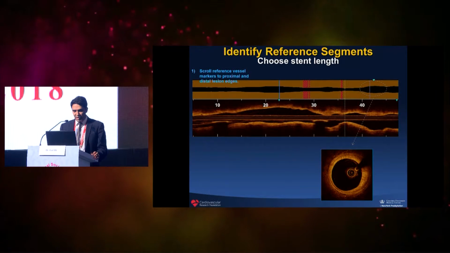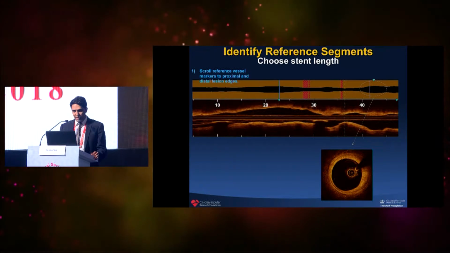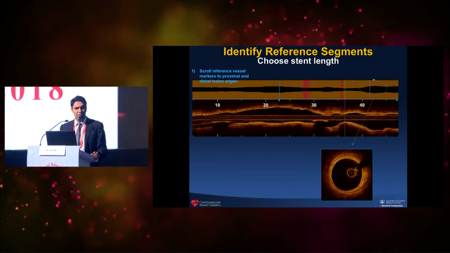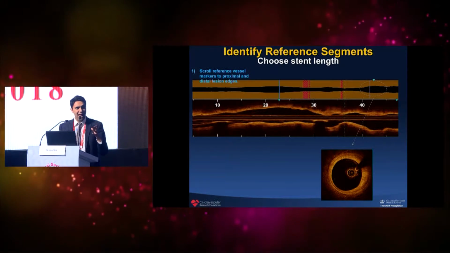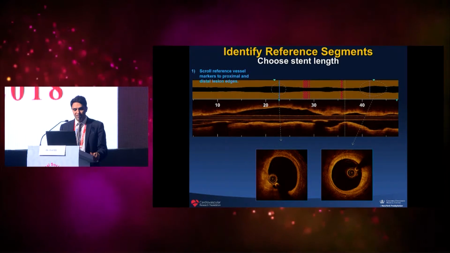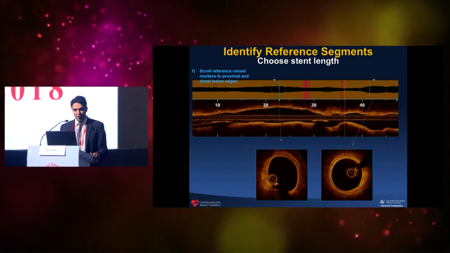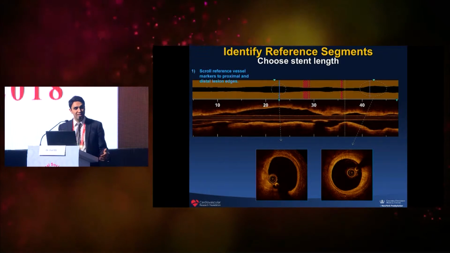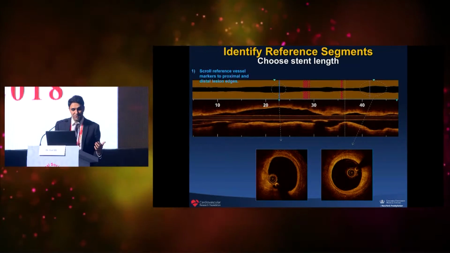Here you can see the media all the way around the artery and the mesh or the adventitia all the way around the artery, and as a result, this is an excellent place to land your stent. However, when we place our marker distally, we identify a large area of fibrofatty plaque, and thus this is a suboptimal place to land our stent edge.